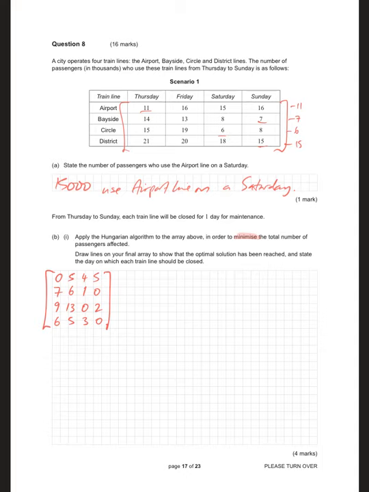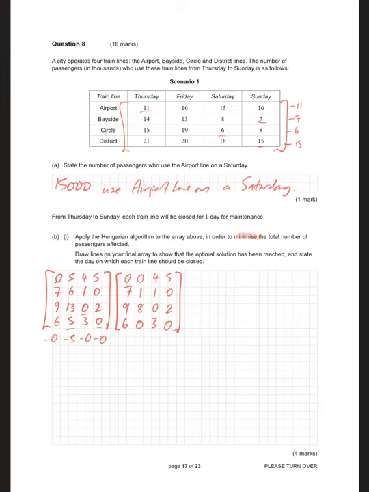Do the columns now. Smallest number 0, smallest number 5, smallest number 0, smallest number 0. So minus 0, minus 5, minus 0, minus 0. Leave it. Take 0, 1, 8, 0. Take nothing, 4, 1, 0, 3. Take nothing, 5, 0, 2, 0. Done rows and columns now.